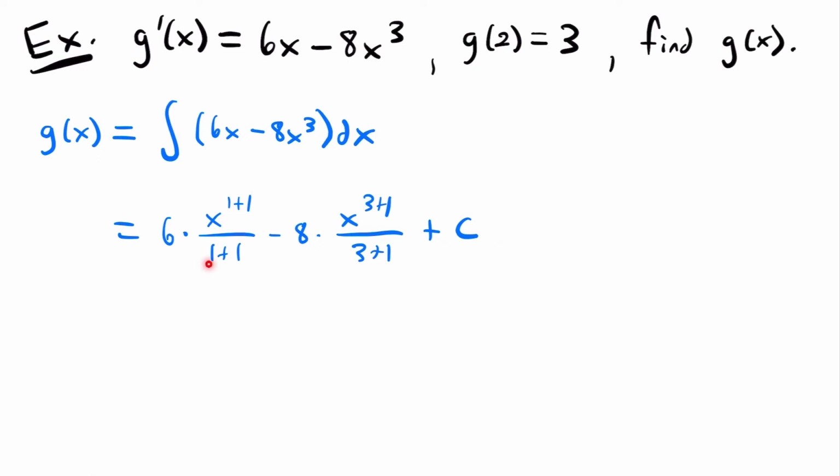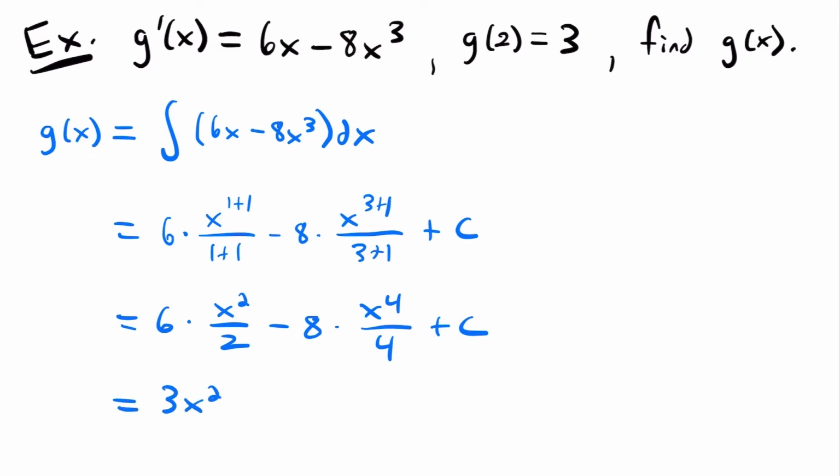And so if we simplify this, we'll have this is equal to 6 times x squared divided by 2 minus 8 times x to the 4th power divided by 4, and then plus c. And so 6 divided by 2 is 3, and 8 divided by 4 is 2. So we can simplify this again to have that this is equal to 3x squared minus 2x to the 4th power plus c. And so this would be our general solution to this integral.